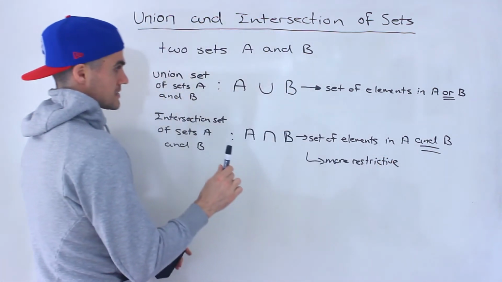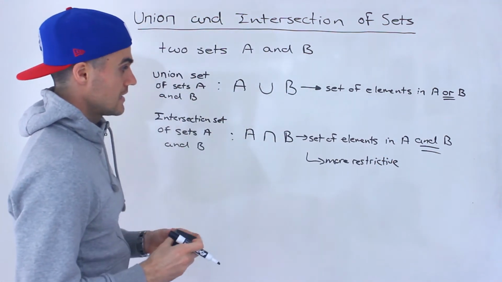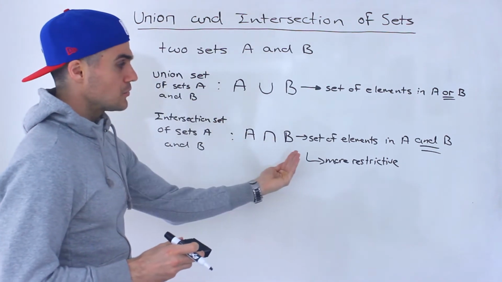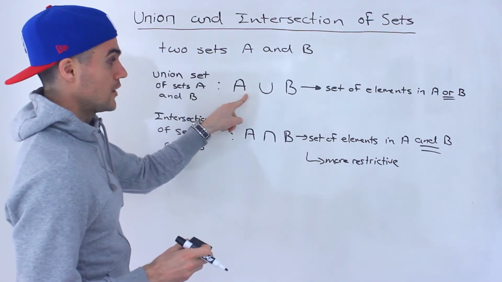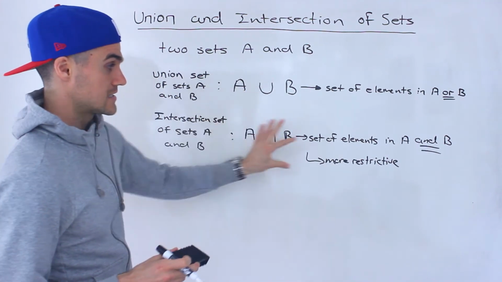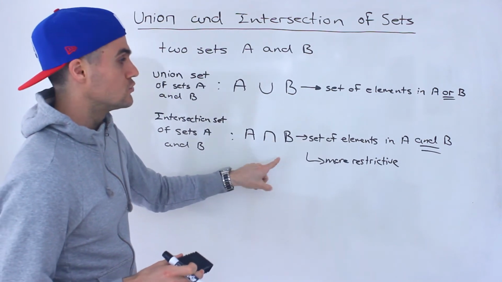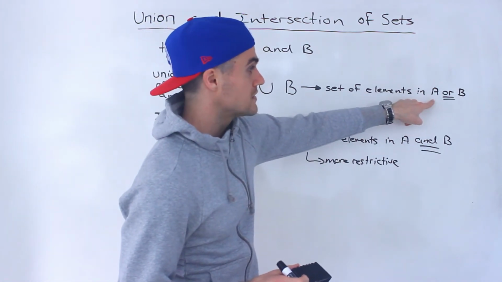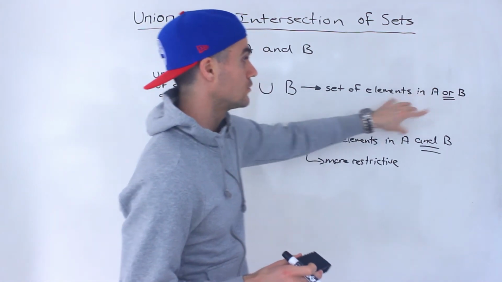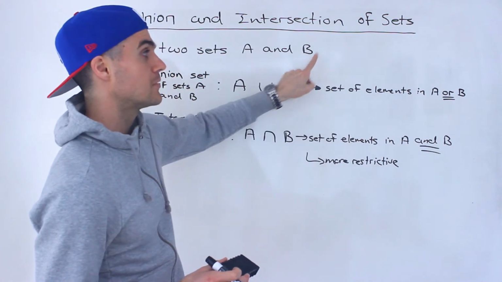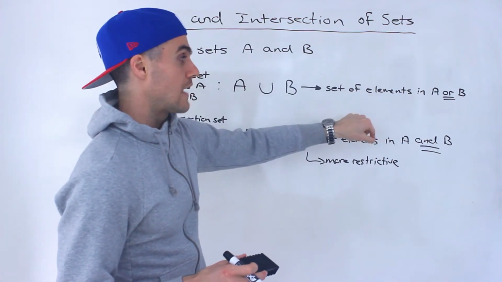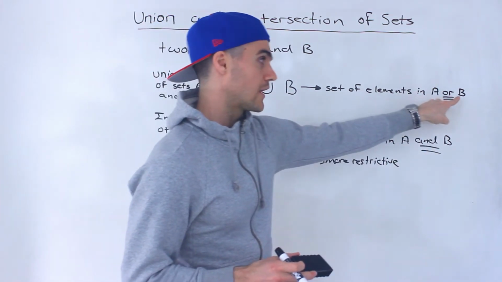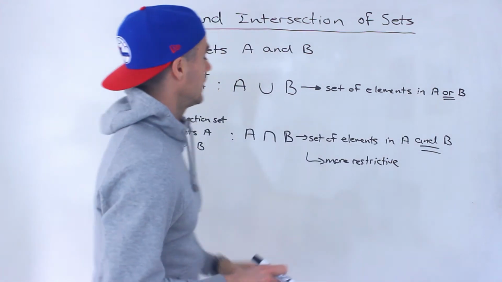If you're dealing with the same sets, the number of elements in this set is always going to be less than or equal to the number of elements in this set. It's more restrictive, so there's usually going to be fewer elements in this one because it has to be in both of them, while this one it's in A or B. So you'll have elements in this set that could be in A but won't be in B. You'll have elements that are in A and B, which it'll include. And then you could also have elements that are in B, but not in A.